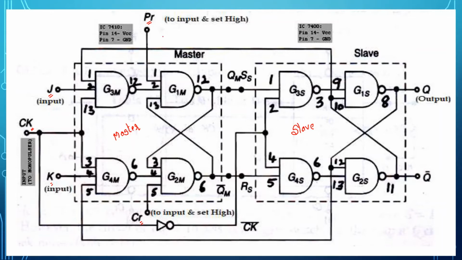Preset is all about, without giving J and K, you are feeding a data 1 to your flip-flop. Clear is all about you are clearing all the data that is present in the flip-flop. These are additional inputs what you can see in the master slave flip-flop. Other than that, it is a normal connection here. You give the J and K as input.